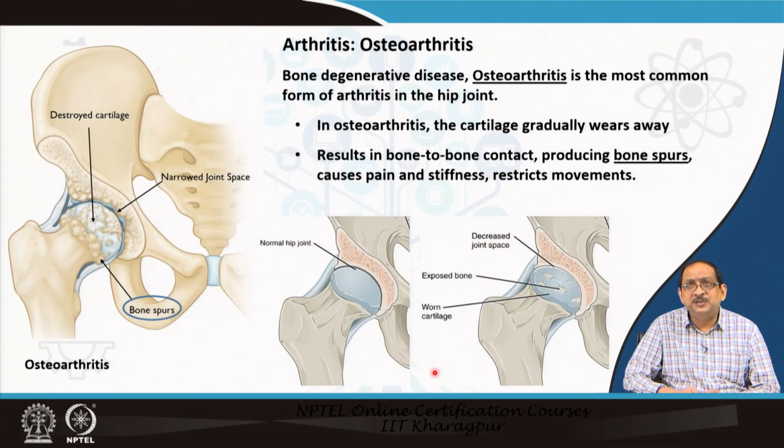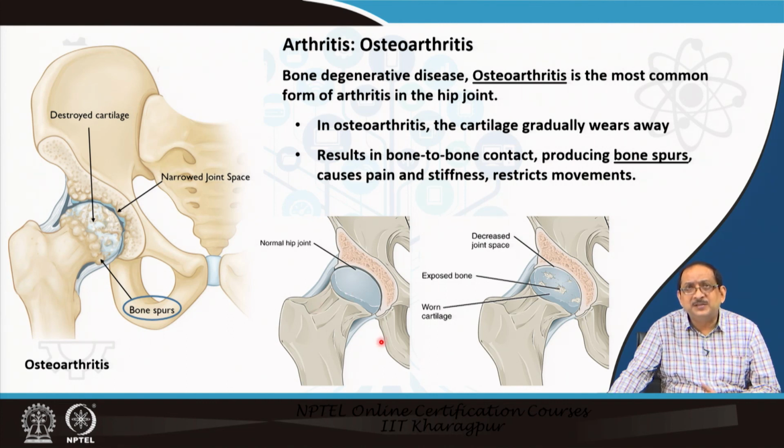Arthritis is a bone degenerative disease, and osteoarthritis is the most common form of arthritis that is observed in the hip joint. As you can see in the figure, the cartilage gradually wears away in case of an osteoarthritic joint. In this figure as well, we can see the cartilage is worn away as compared to the normal situation as indicated in this slide.